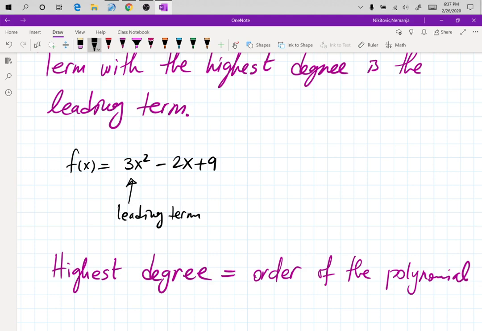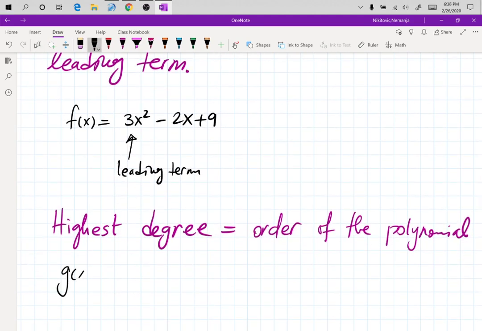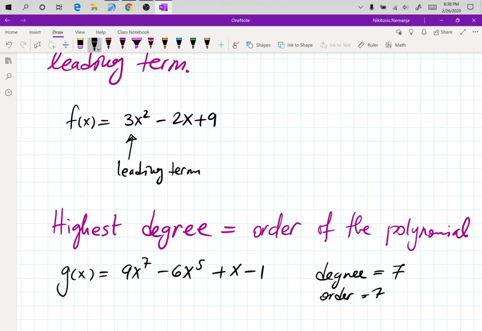So in this case, if I have g of x is equal to 9x to the 7 minus 6x to the 5 plus x minus 1, we would say degree equals 7. Or order equals 7. 7th order polynomial. Whatever wording is, right? But that's what it means when you say the degree, which is directly connected to the exponent of x, the highest one.